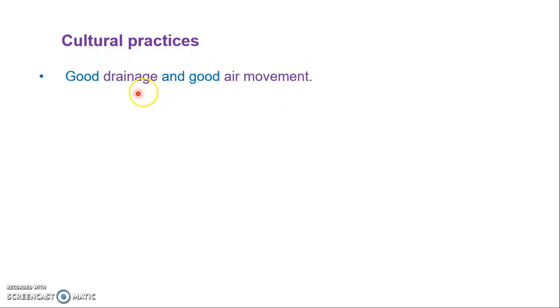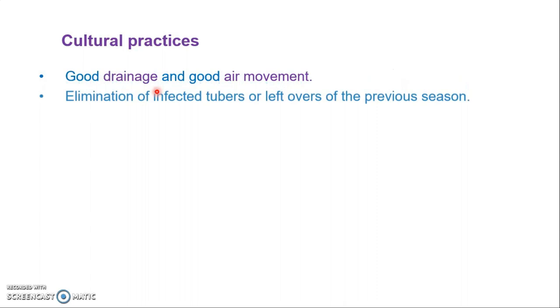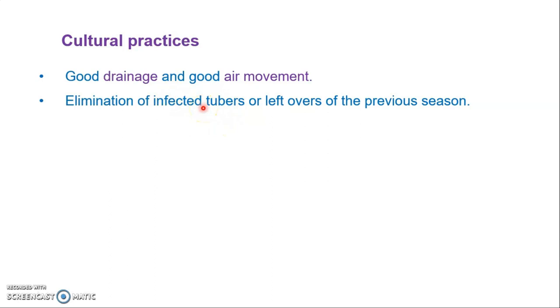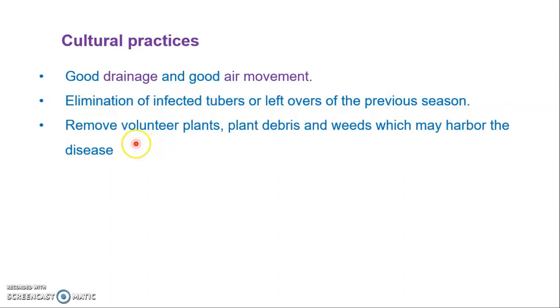Cultural practices like good drainage and good air movement. Don't plant too dense; row-to-row and plant-to-plant distance should be maintained. And as I have told you, if there are infected tubers or infected plant debris, leftover leaves from the previous season, remove all of this from the field and keep the field clean. Also remove the volunteer plants, because early blight disease can overwinter on volunteer plants like weeds and plant debris, which can harbor the disease.